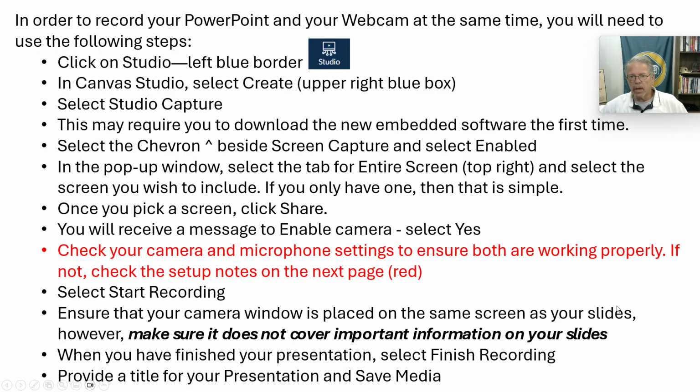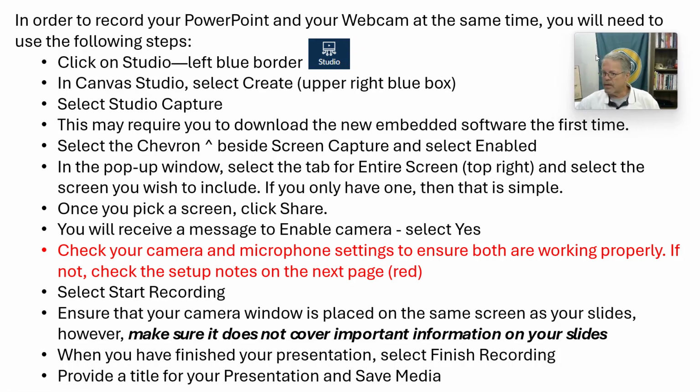Select start recording. As you hit start recording, you're going to get a 3 count. 3, 2, 1. Give one more pause as the numbers go away, because somehow it seems like it cuts off your first couple words. So kind of a, okay, and go, right? Make sure the camera's where you want it. Again, you can move it around so it's not blocking things. When you've finished, and I'm not going to hit that right now, finish recording, and it'll stop and save it. It'll allow you to give it a name and save the media. And that's what you're going to submit, the MP4.